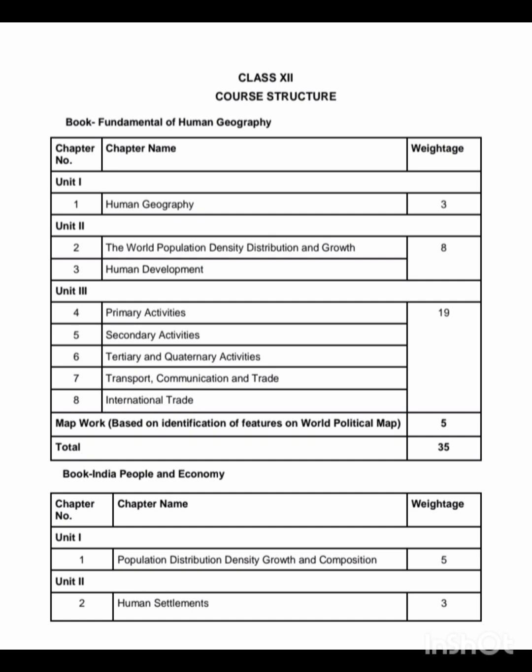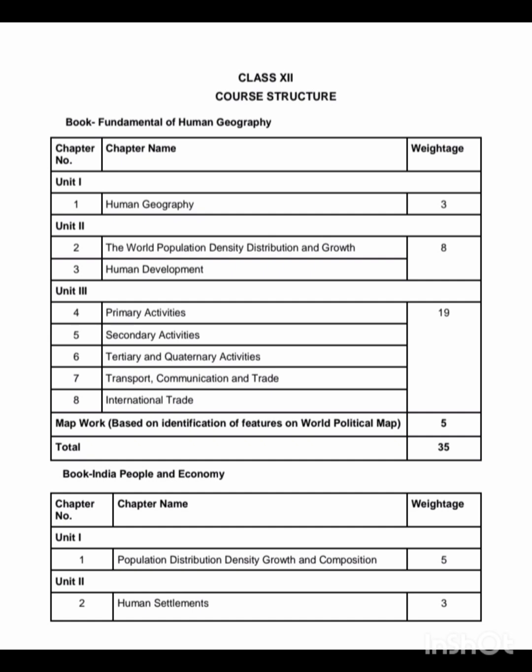So I'll go through each and every unit as well as the chapter, and which unit or chapter you need to focus upon more. So you have the first book, that is Fundamental of Human Geography, that I have already covered in my previous videos. In this you have three units. Each book is divided into units, and under each unit you have some chapters.